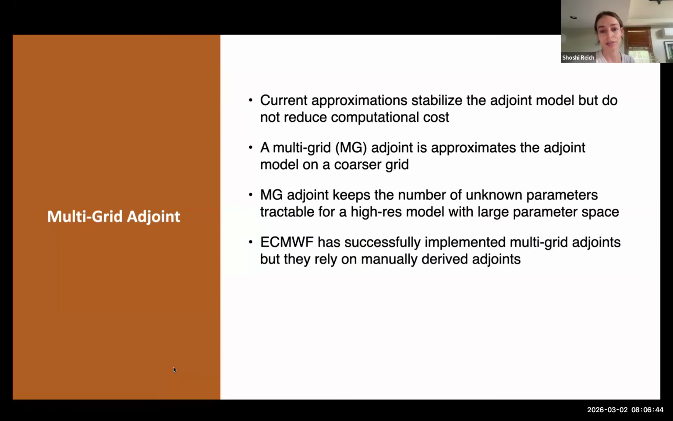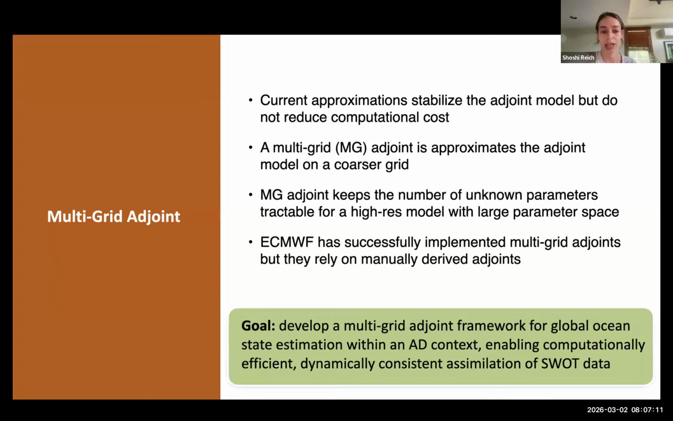This gives us a similar effect as increasing the viscosity in terms of stabilizing the adjoint, but it also really helps reduce the computational cost. It keeps the number of unknown parameters and the memory requirements reasonable, and really makes it possible to do this. ECMWF does this. They use multigrid adjoints, though they use manually derived adjoints, and we're interested in doing this with automatic differentiation. So to spell out our goal one more time, we're developing a multi-grid adjoint framework for global ocean state estimation using automatic differentiation to enable computationally efficient and dynamically consistent assimilation of SWOT data.